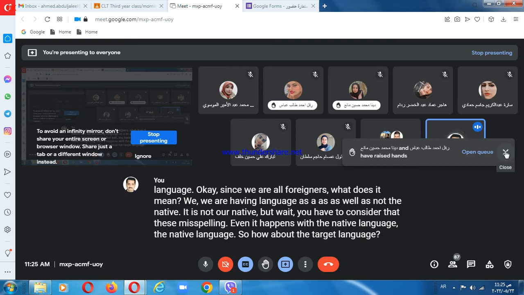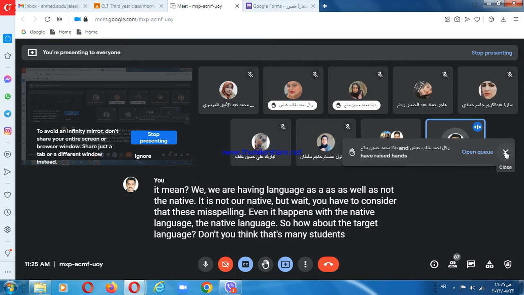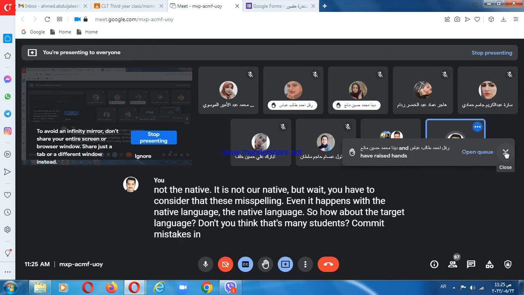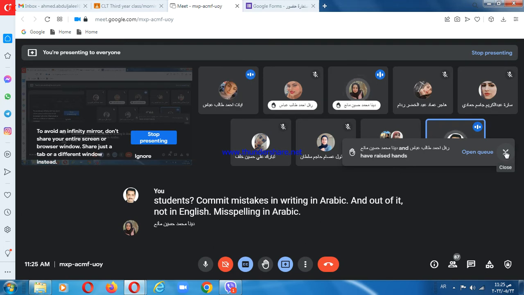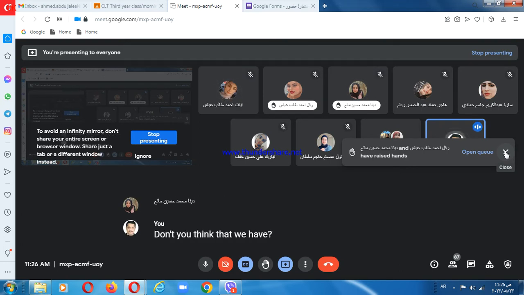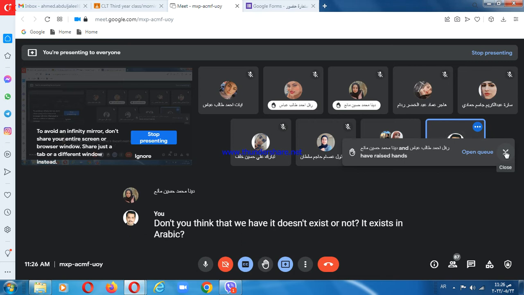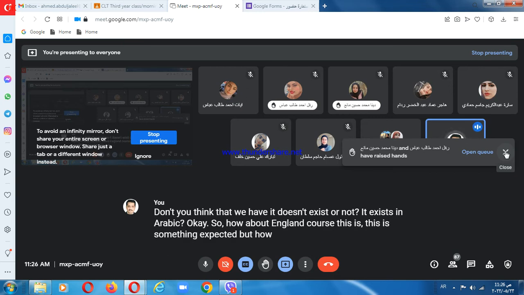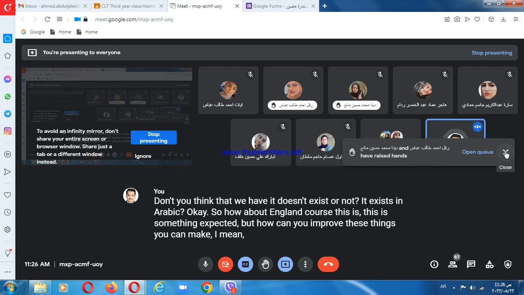Don't you think that many students commit mistakes in writing in Arabic? Misspelling in Arabic, yes. Don't you think that we have it? Does it exist or not? It exists in Arabic. So how about English? Of course, this is something expected. But how can you improve these things? You can use very simple techniques.